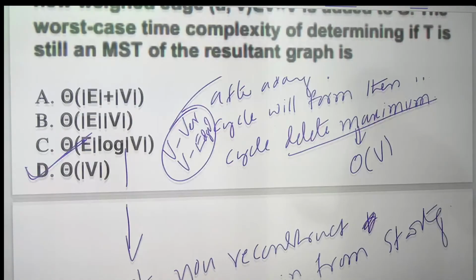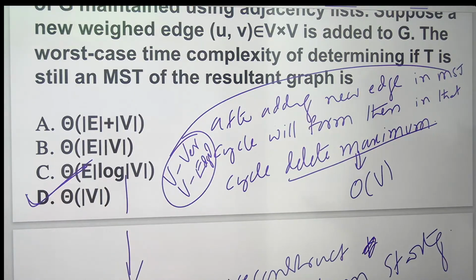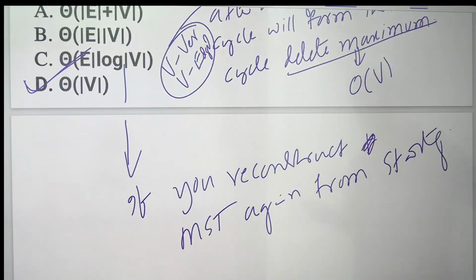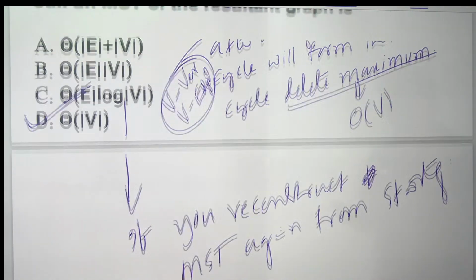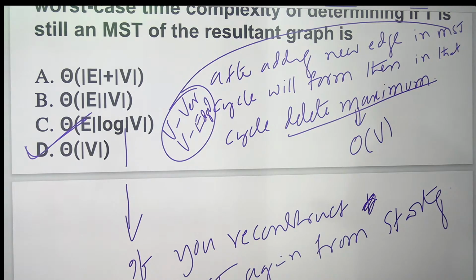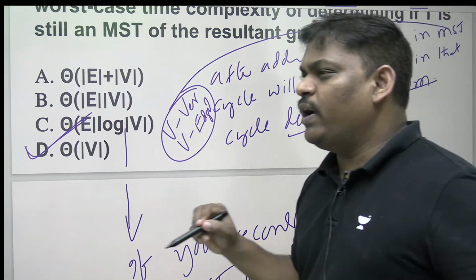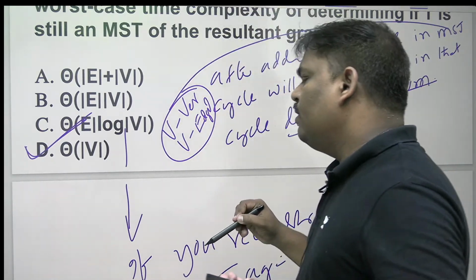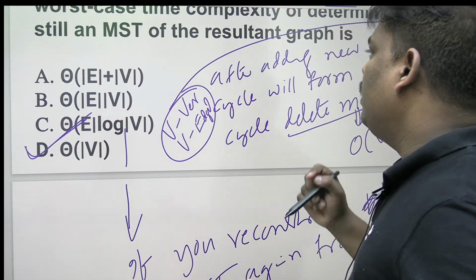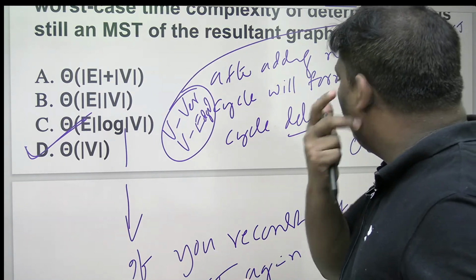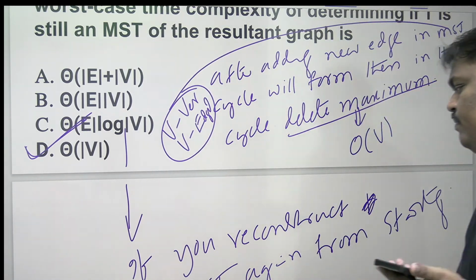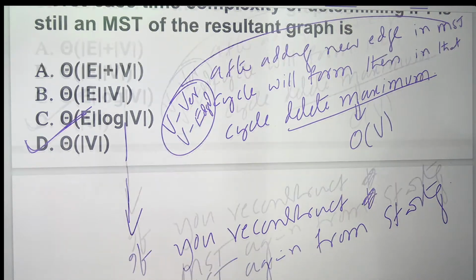But you need not reconstruct. After adding a new edge in the MST, a cycle will form, then in that cycle delete the maximum edge. You need not do that much work, you need not rebuild from the start. The best thing you can do is find the participants of the cycle, and whichever is the maximum, delete it, then the answer will come.